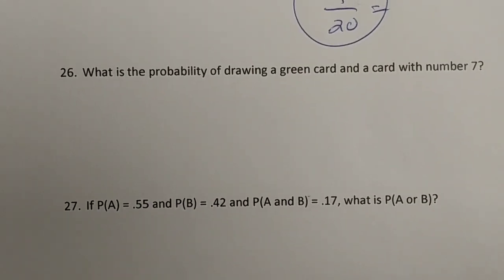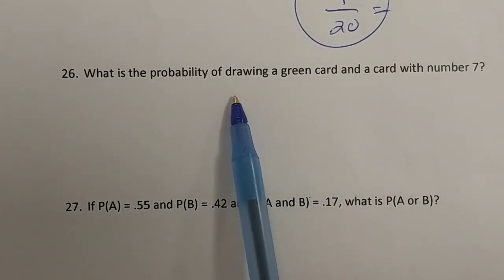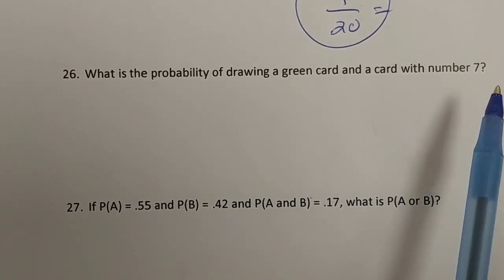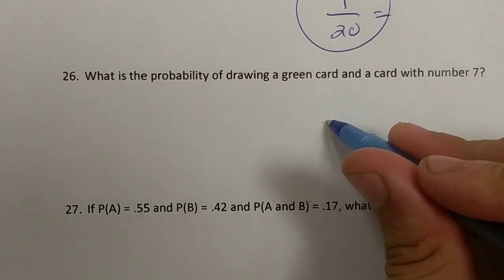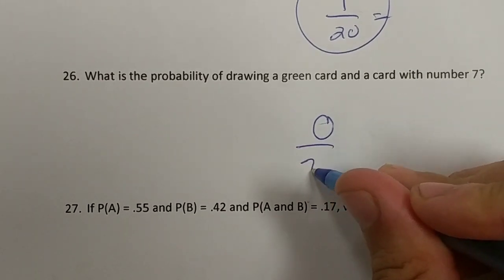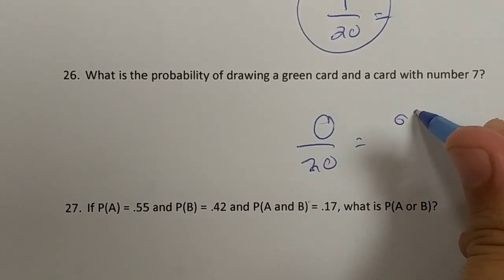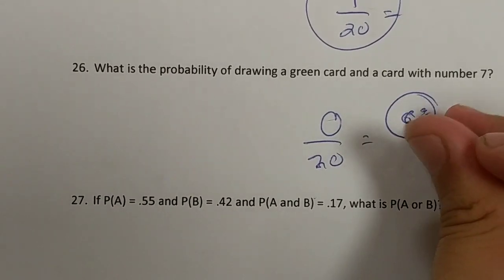So here's the trick question I forgot to remove. What is a green card and the card with number 7? Now, there ain't no green cards. So there's 0 green cards out of 20. So there's 0% chance you could get a green card. 0%.